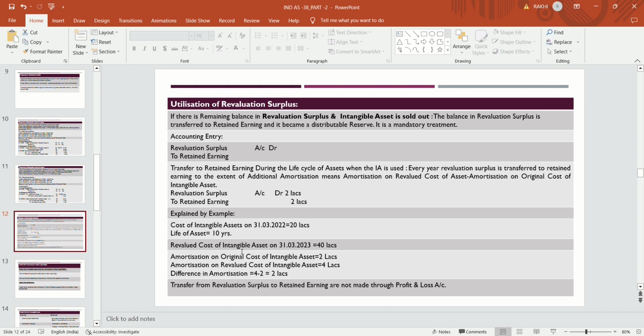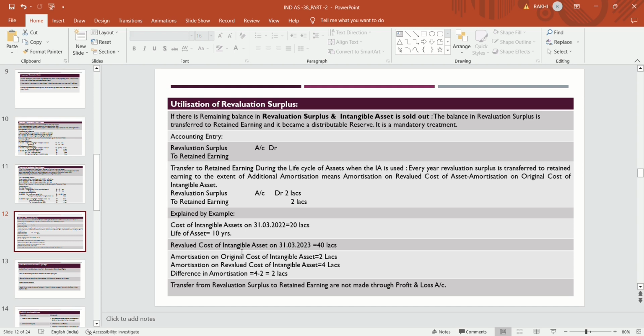It's a mandatory treatment guided by the accounting standard that any balance remaining in the revaluation surplus, in case of an intangible asset which is sold off and is no longer in the balance sheet, while the revaluation surplus balance is still there, is to be transferred to retained earnings. It is a mandatory process to transfer that revaluation surplus to retained earnings and treat it as a distributable reserve.